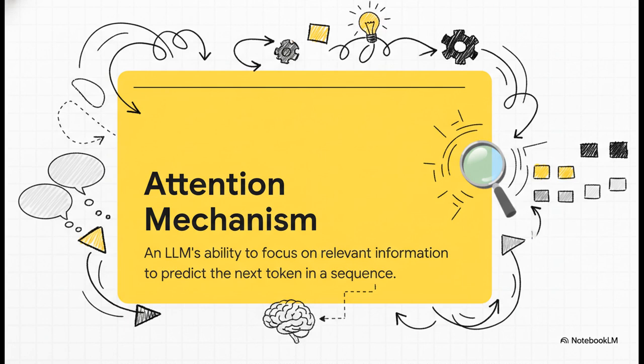It's what allows the model to truly understand context. It's the difference between an AI just spitting out random words that often appear together and one that generates text that's actually coherent and makes sense.